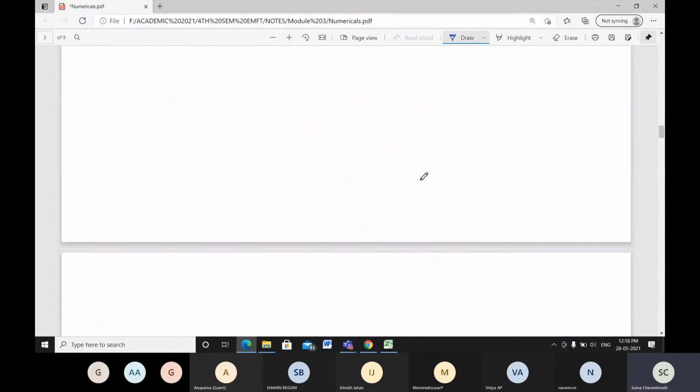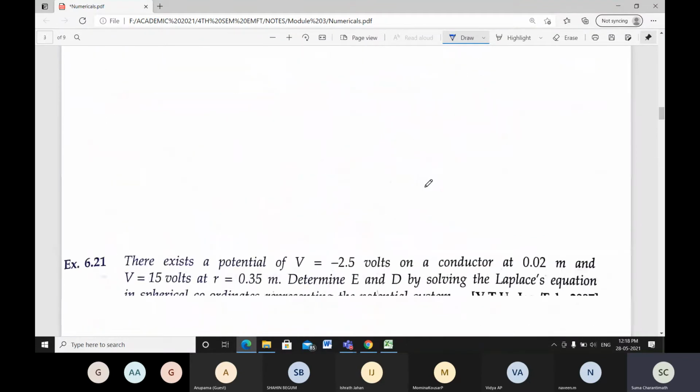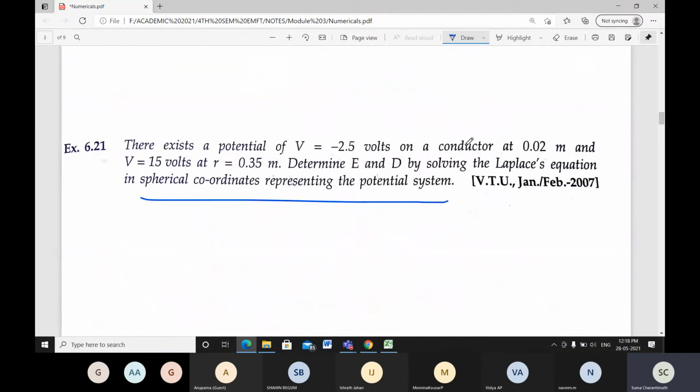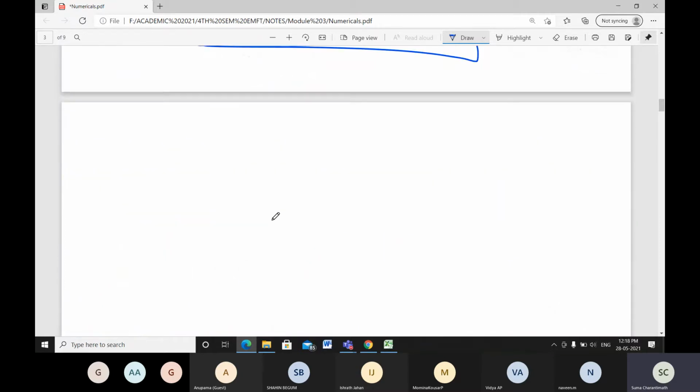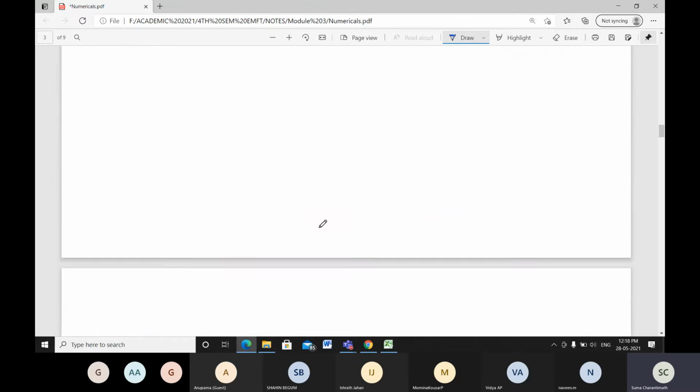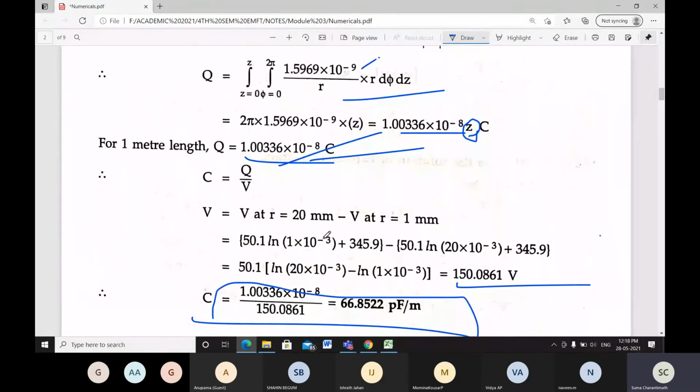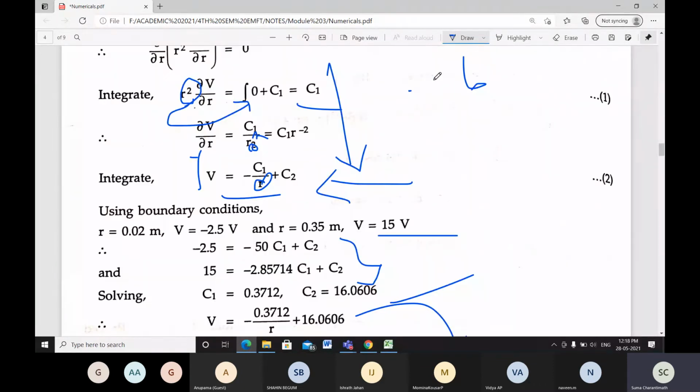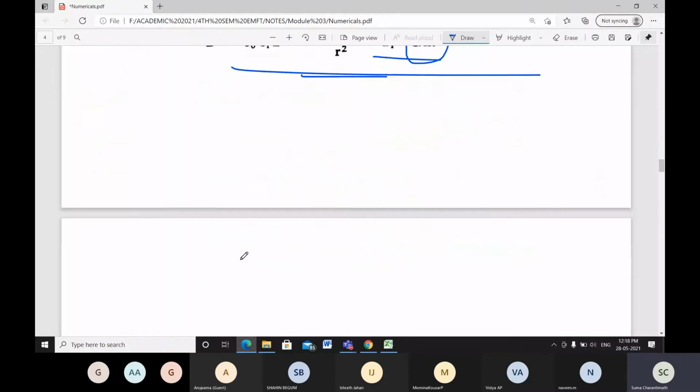Next, these are based on numericals. If any values are given, based on that we apply the Laplace equation with different coordinate systems and different conditions. These are all the problems, and each problem is asked for a minimum of 6 or 10 marks. Finding the electric field intensity and flux density is for 6 marks, and the previous problems we solved are asked for a minimum of 10 marks in the question paper.